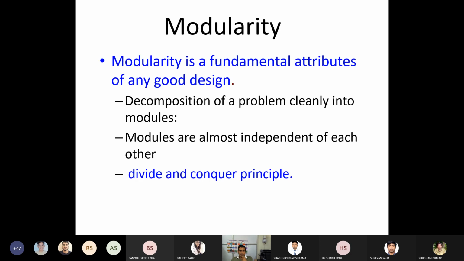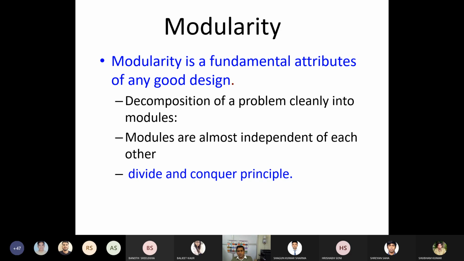So now it has the other characteristics of the software design: modularity is a fundamental attribute of any good design, because it helps us to understand the whole complex problem in an easier way. If you look at a high-level module, you probably will not be able to understand it. But if you divide it into smaller modules, you will understand it better. Any complexities hidden within that large module become visible when you divide it into smaller modules.